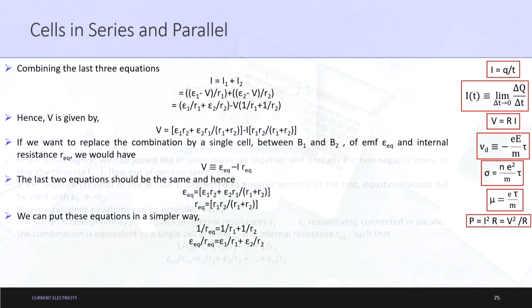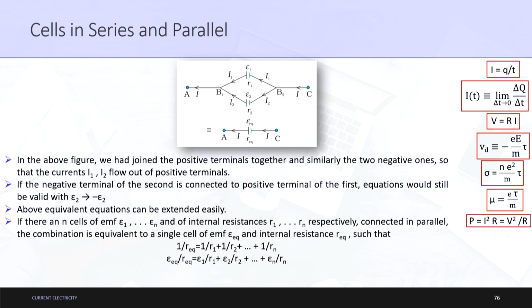Let us move on with the further discussions. Here, in the above equation, we had joined the positive terminals together and similarly the two negative ones, so that the currents I1 and I2 flow out of the positive terminals. But what will happen if the negative terminal of the second is connected to the positive terminal of the first? The equation would still be valid, but we just need to change the value of epsilon 2 to minus epsilon 2. Everything will be the same; we just reverse the direction of epsilon 2.